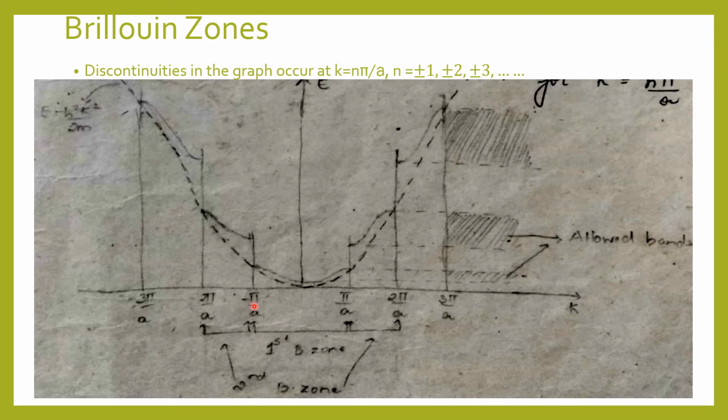First Brillouin zone lies between minus pi by a and plus pi by a. Second Brillouin zone lies between minus 2 pi by a and minus pi by a, and on this side between pi by a and 2 pi by a, and so on.